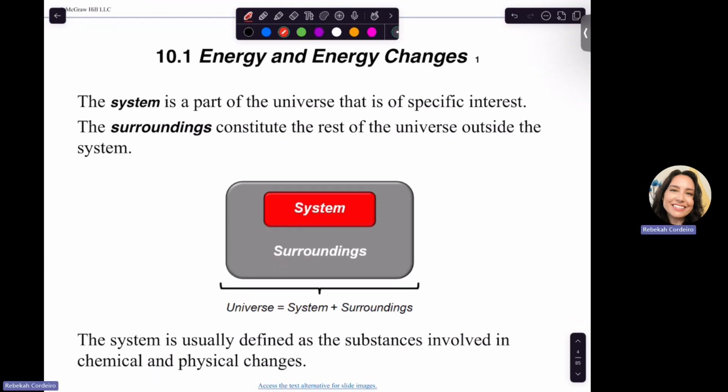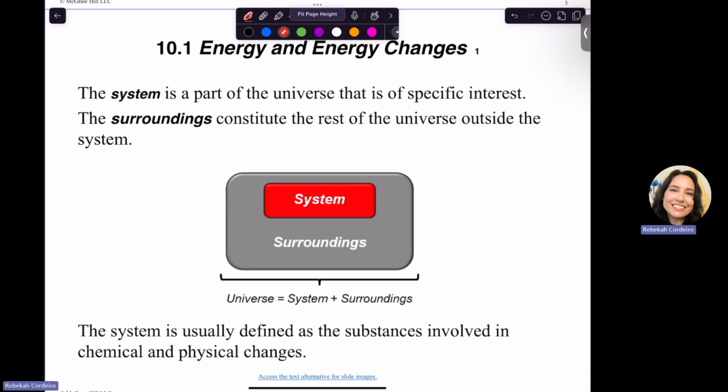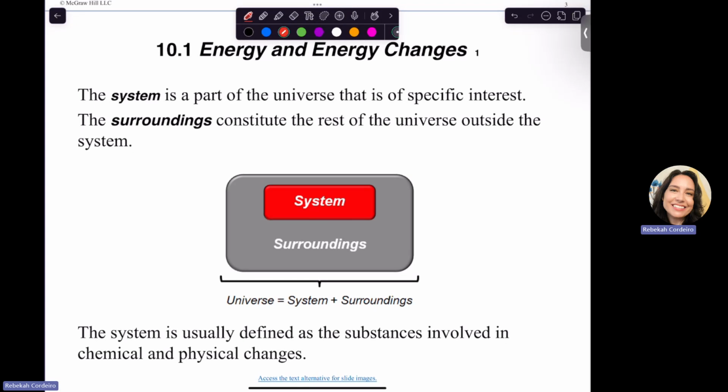So first we're going to talk about energy. A lot of this semester we're going to be talking about energy. We think about energy changing between system and surrounding. So system is what we're interested in. Surrounding is literally everything else in the whole universe. We usually think about the surroundings only like right around the system, but technically it's everything.